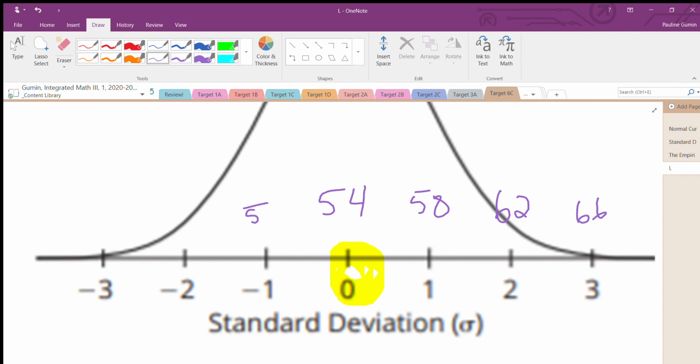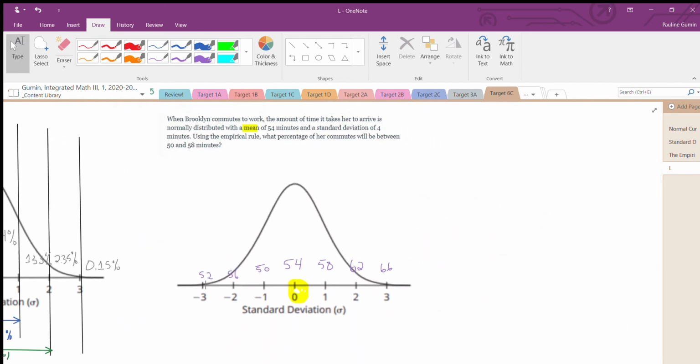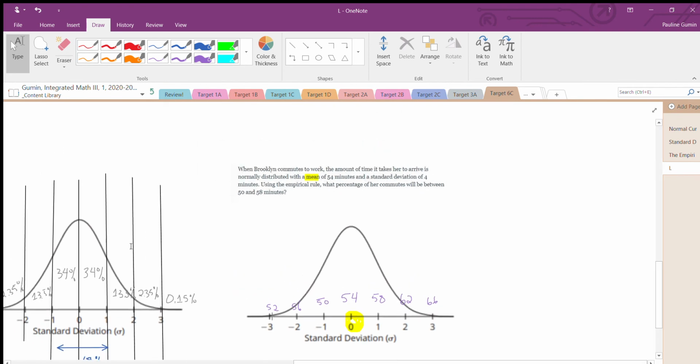50. I know that's all we really need, but that's fine. I'm just going to finish labeling it. 56. 52. Okay, I want to know how much of our commutes are between 50 and 58. Let's see where that ends up. 50 is here. 58 is right there.